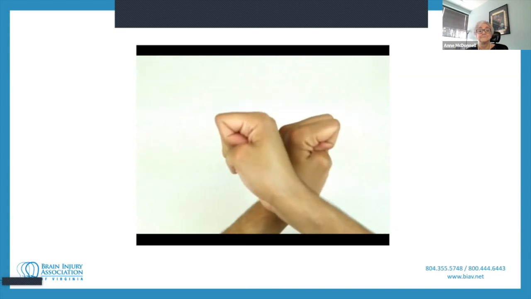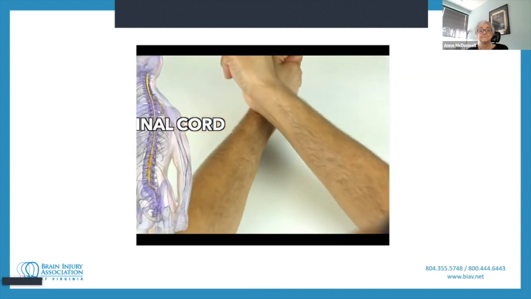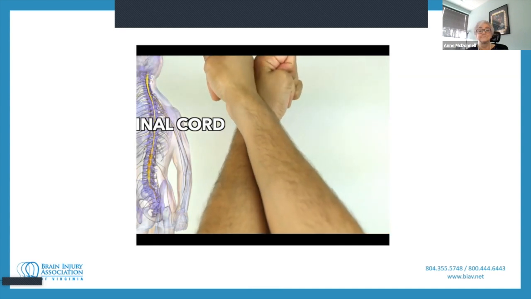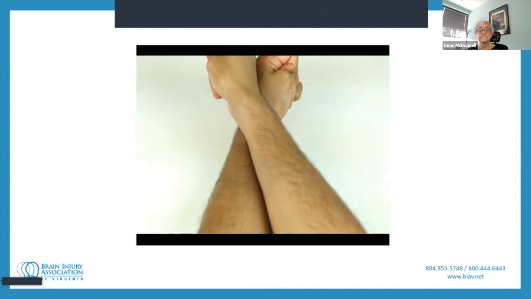Your arms represent the spinal cord. The spinal cord extends down your back. It sends and receives information from the rest of your body. Let's focus on the left hemisphere.